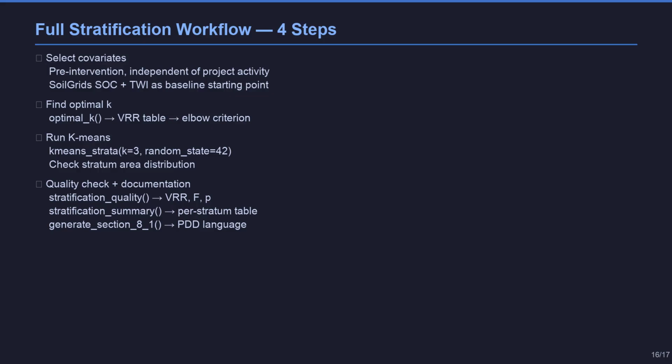The covariate assembly is the time-consuming part. Downloading soil grids, clipping to your project boundary, computing the topographic wetness index from a DEM. Chapter 5, Section 5.1 of the PDF guide has step-by-step instructions for each data source.